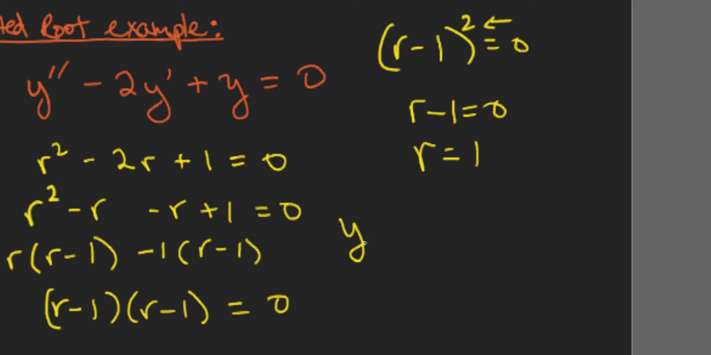Well, y would equal c1 e to the 1t. I'm going to write it there just for your benefit. You don't need to write an actual 1 there. And then plus c2 t e to the 1t. And that would be your general solution. Okay? If it was cubed there, then we'd have plus c3 t squared e to the 1t. Alright? And that's basically it.